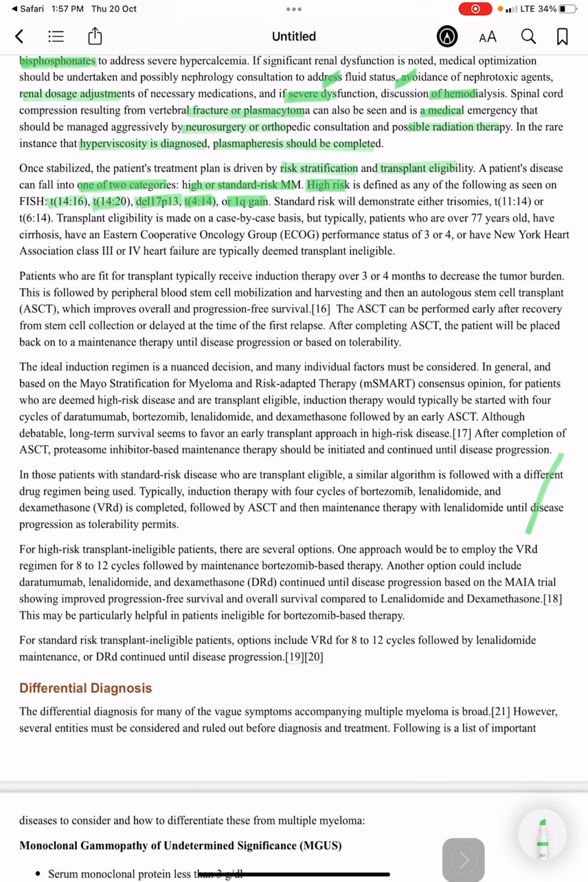Standard risk will demonstrate either trisomies, t(11;14) or t(6;14). So this standard risk means either trisomies, t(11;14) or t(6;14), and transplant eligibility is made on a case by case basis.